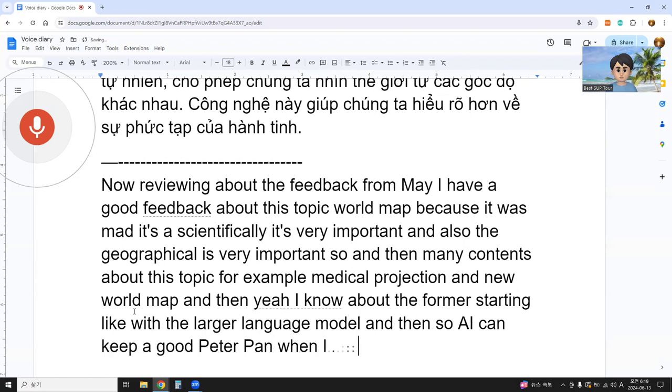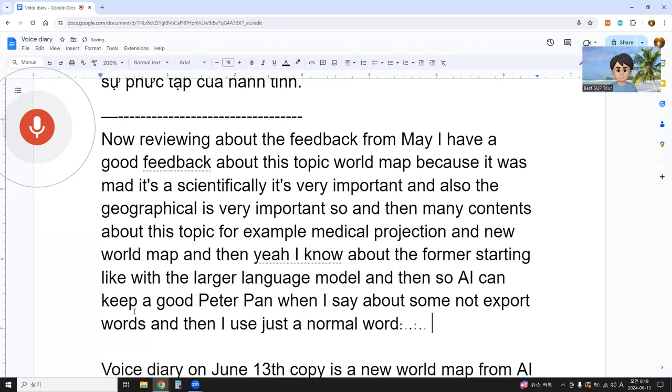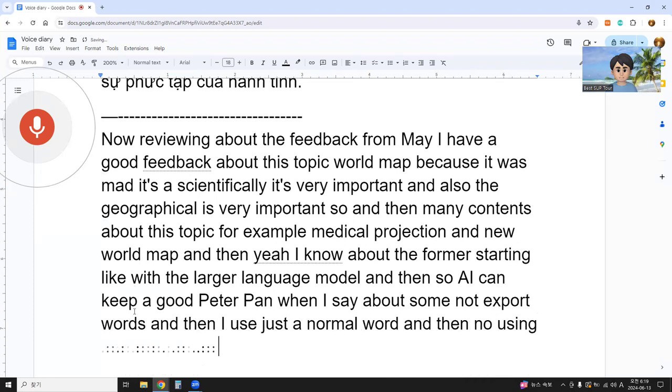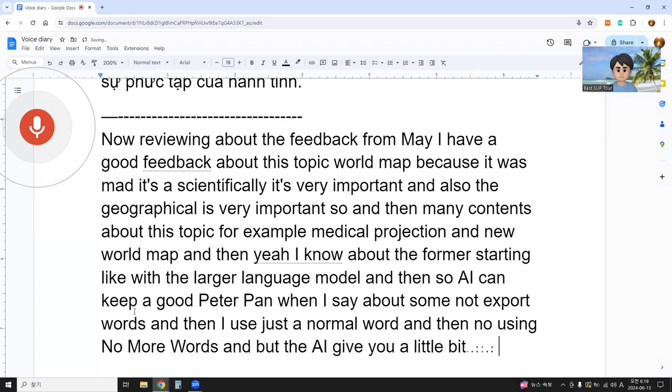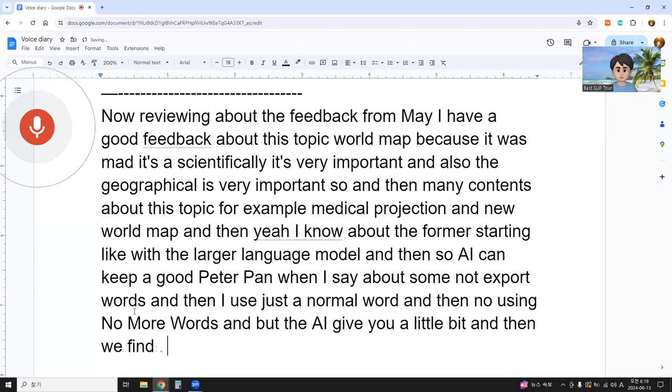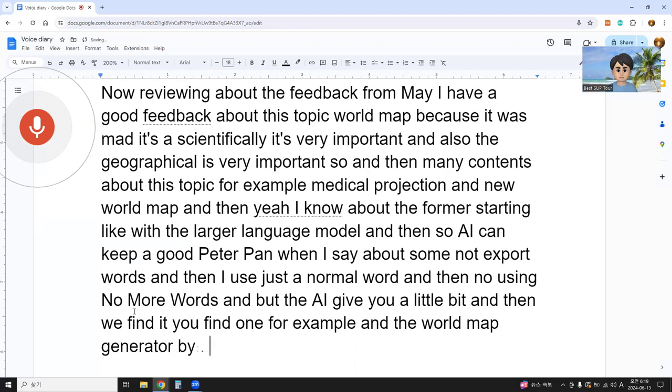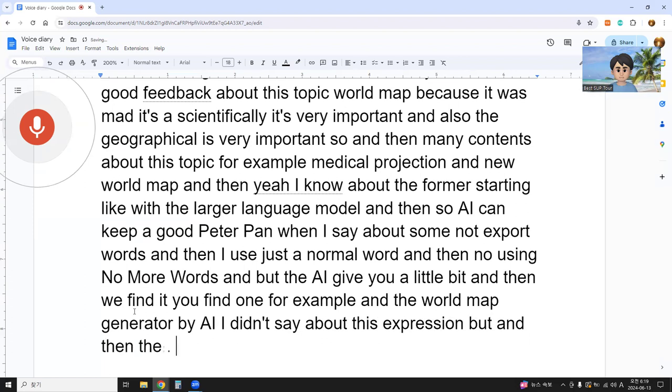When I use normal words instead of expert words, the AI gives me a little bit more refined word. For example, the world map generated by AI. I didn't say that expression, but the AI gives it. Also, I realized that I made about 5 pages in my voice diary, and the AI gives only about 3 pages.